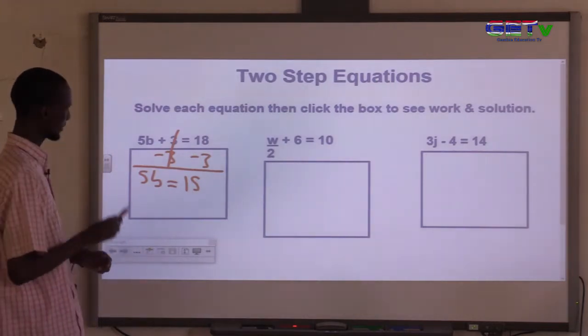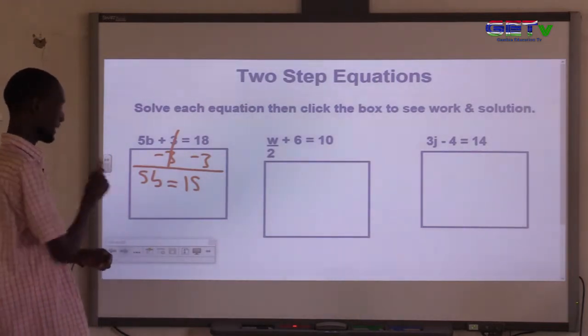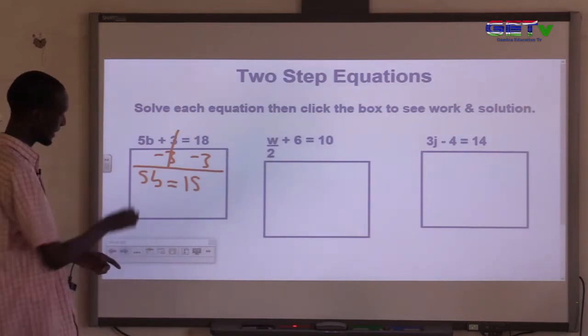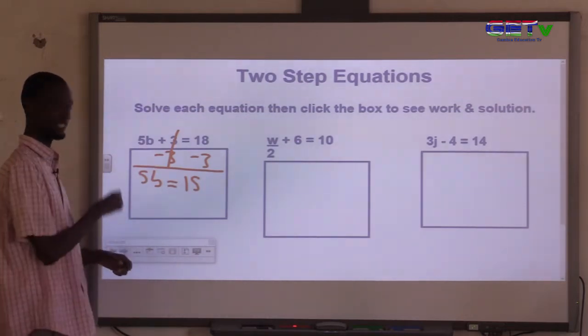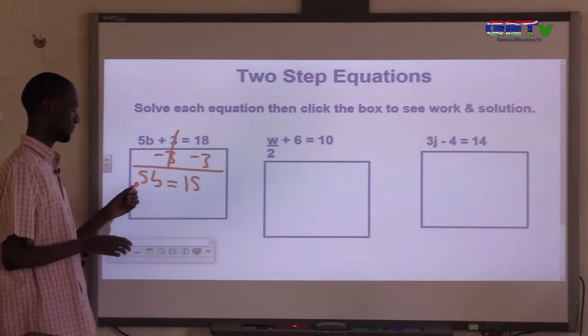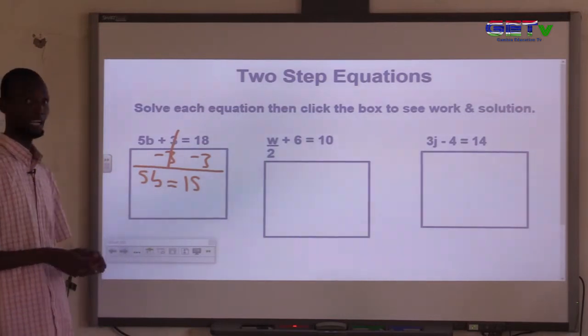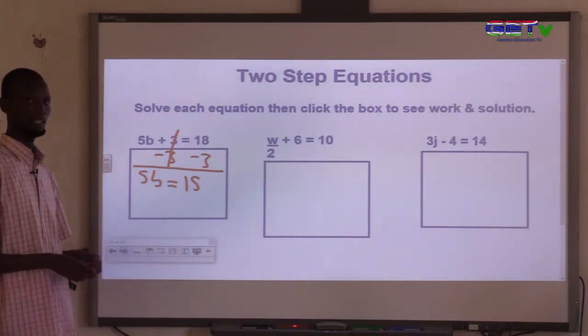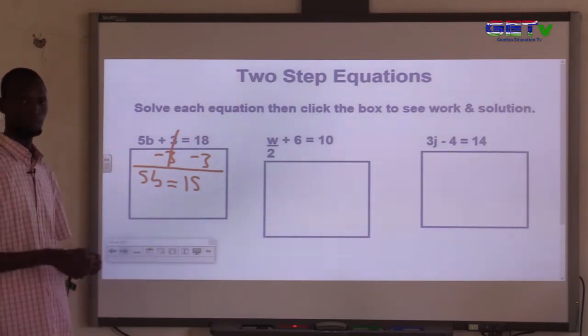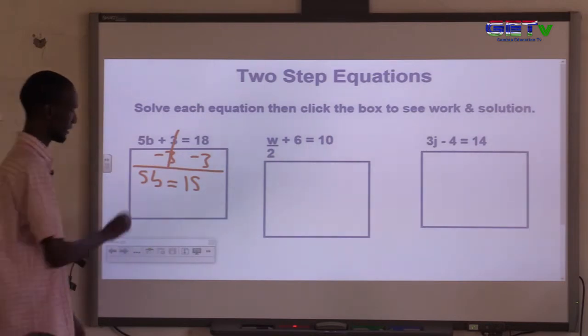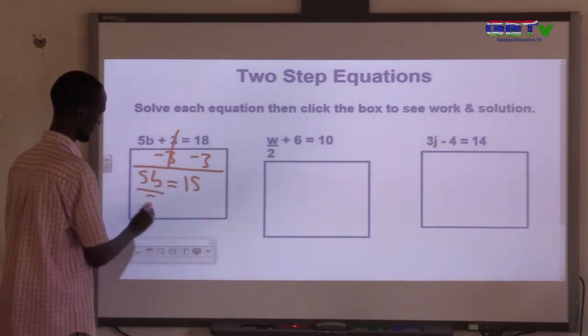We are trying to isolate our variable b on one side. But right now, the b is still having a partner there. There's a coefficient there, so that 5 needs to go away. But of course, we know 5b is 5 times b. That's a multiplication there, and to undo a multiplication, you divide. So I will divide here by 5.